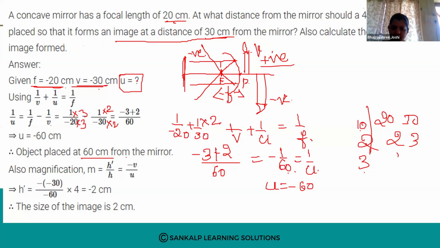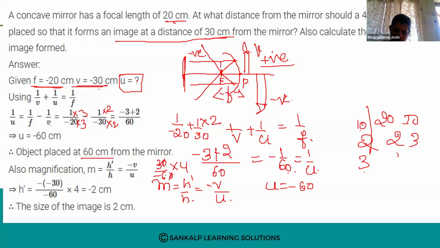Also magnification. Magnification M is equal to H dash divided by H, height of the image divided by height of the object. If they give height of the image, then you can use this formula, or minus V divided by U. V is the image distance and U is the object distance. Here we know image distance, and also we know the object distance. Image distance is minus 30, so minus of minus 30, divided by U, which is minus 60. Minus into minus, it is plus 30 divided by minus 60, into 4.